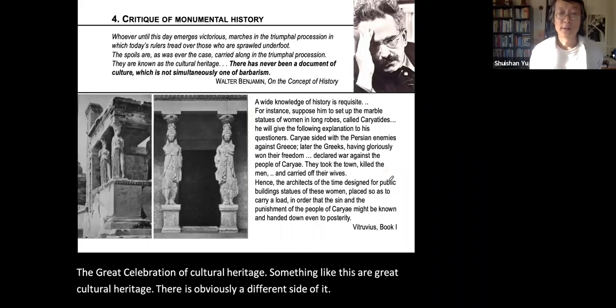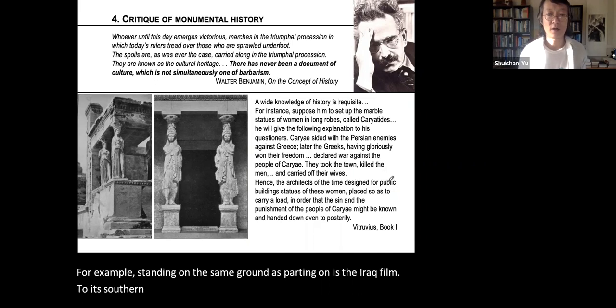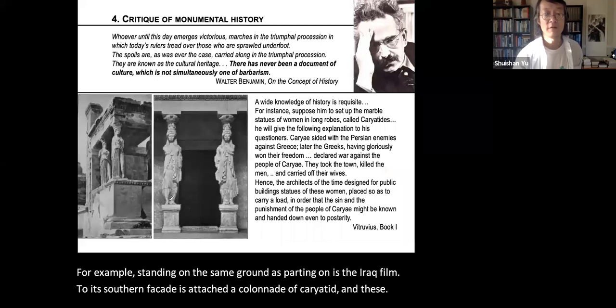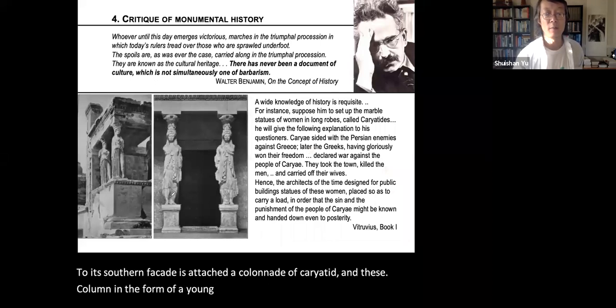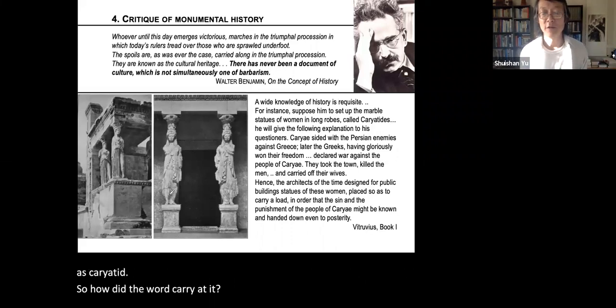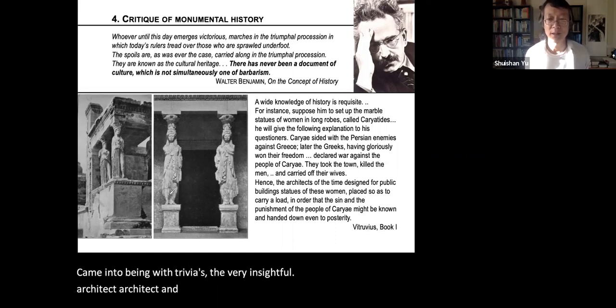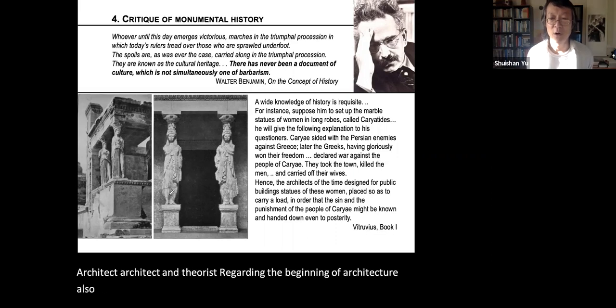For example, standing on the same ground as the Parthenon is the Erechtheion. To its southern facade is attached a colonnade of caryatids, and these columns in the form of a young lady, in the form of a human figure, are known as caryatids. So how did the word caryatid come into being? Vitruvius, the very insightful architect and theorist regarding the beginning of architecture, also had insightful observations on the meaning of caryatid.